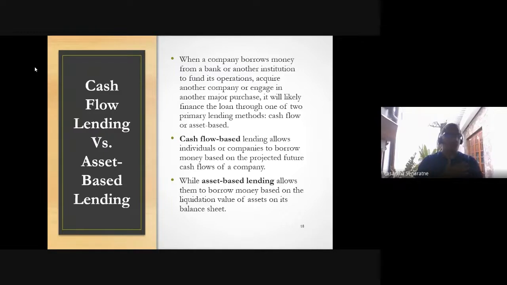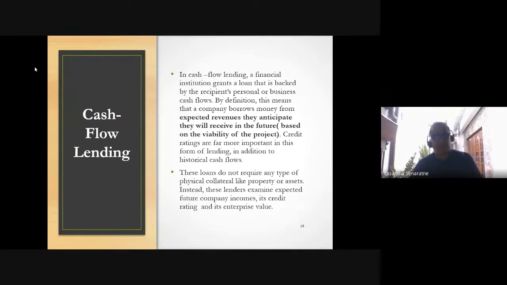So my strong belief, asset is fine, get the assets, no problem. But on top of that, you need to have the KYC, a strong KYC relationship. Then you are safe. In cash flow lending, the financial institution grants a loan that is backed by the recipient's personal or business cash flows. By definition, this means that a company borrows money based on the expected revenues they anticipate they will receive in the future. Credit ratings are far more important in this form of lending, in addition to the historical cash flows.